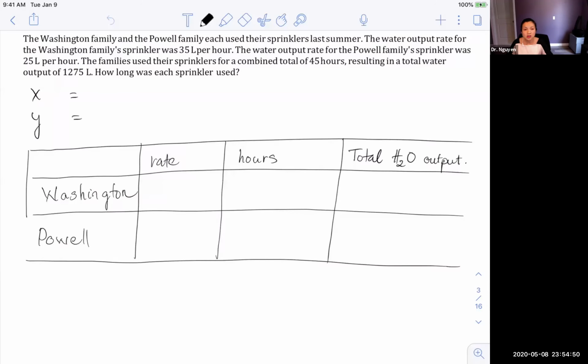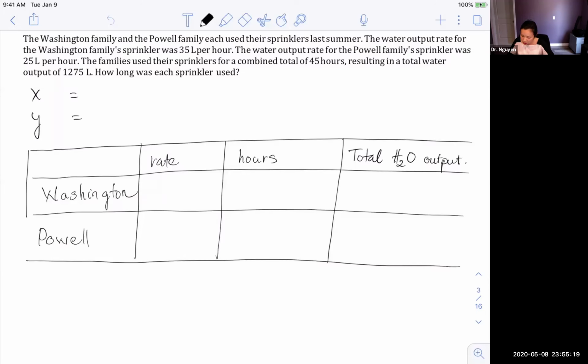Hi class, so for this video, I want to introduce the application of system of linear equations. So when you read the problems and you realize that we have to call two variables, that means you have to use system of linear equations. Therefore, you need two equations, not just one equation. So for any application problem, the first thing you need to do is to name the unknown.